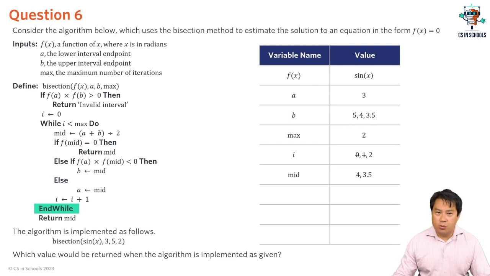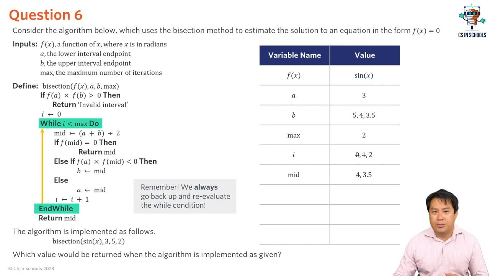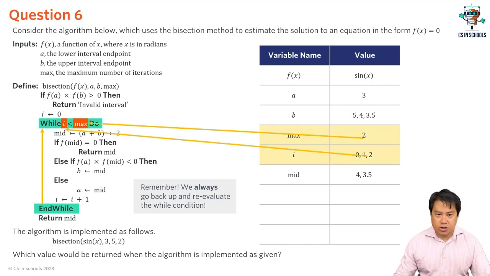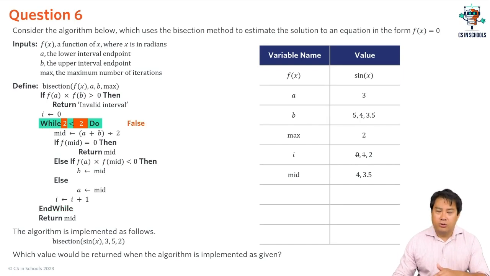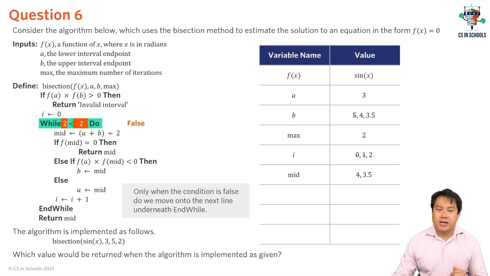We reach the end while loop, remembering that when we get to end while, we go right back up to the top and we re-evaluate the condition. So here it's 2 is less than 2. Is that true or false? 2 is not less than 2. It's actually equal to 2. So now that condition is false. And being false, we can now end our while loop. So that whole while loop is finished.